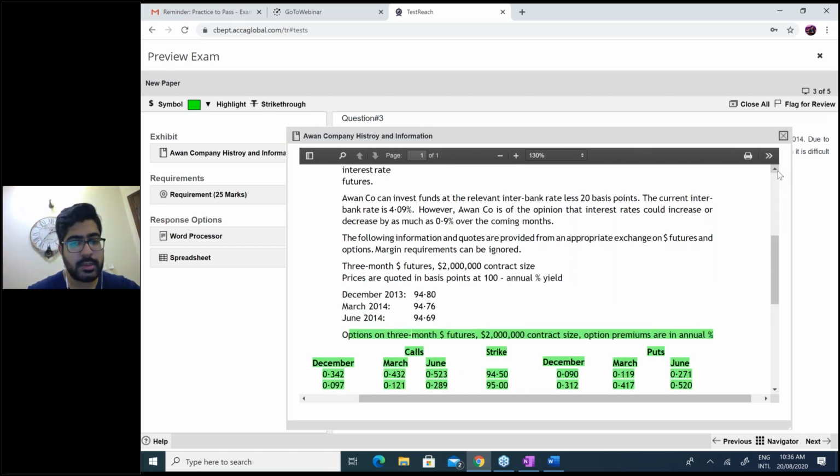So in options, there are two strike prices or two exercise prices. The two exercise prices are 94.5 and 95. We have to use both. You are given December, March, June call options, December, March, June put options. The figures in between are the premiums, but remember, only one column is relevant.